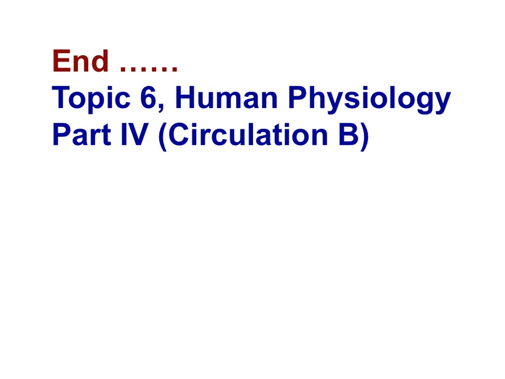And that brings us to the end of IB Bio, Topic 6, Human Physiology, Part 4, Circulation B. Circulation C will focus on the control of the heartbeat and the cardiac cycle.